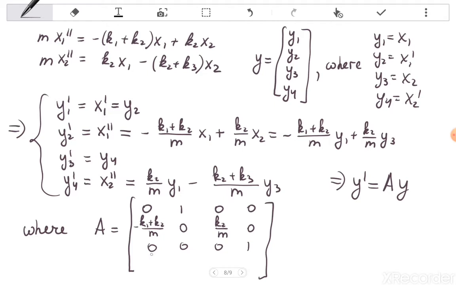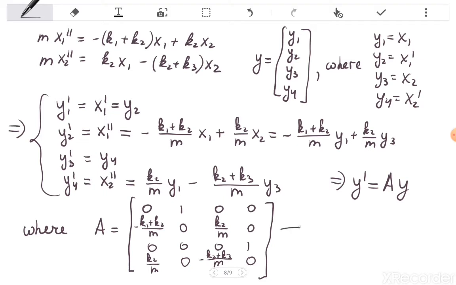And here we have coefficients k2 over m for y1. Again, we don't have y2 here. And for y3, we have, okay, how can I write it, minus (k2 plus k3) over m. And again, no coefficient for y4. So this is the matrix that we obtain.